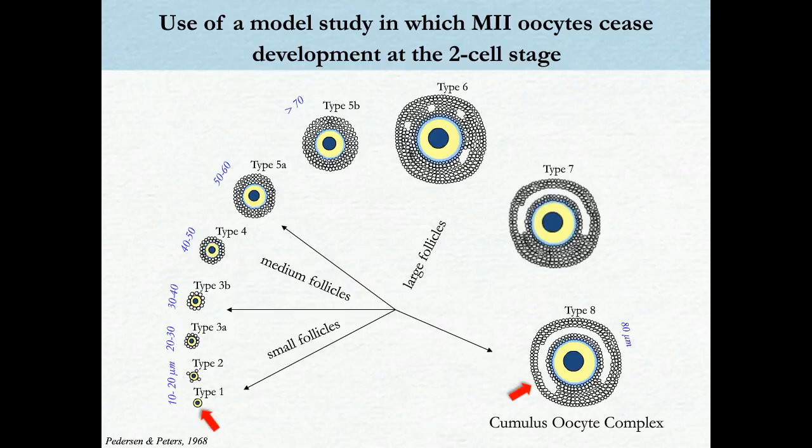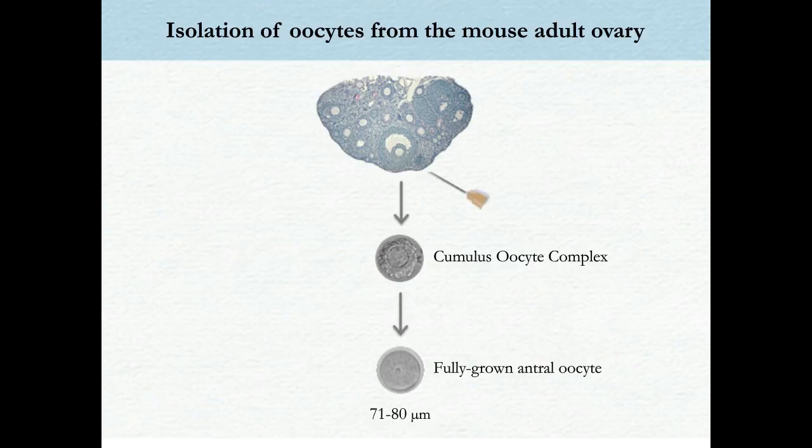These latter follicles are those that we isolate by puncturing the ovarian surface with a sterile needle. The cumulus oocyte complexes are isolated and fully grown antral oocytes freed from the surrounding cumulus cells. When these antral oocytes are stained with the Hoechst supravital fluorochrome, we observe the presence of 2 distinct classes of oocytes that differ for their chromatin conformation.